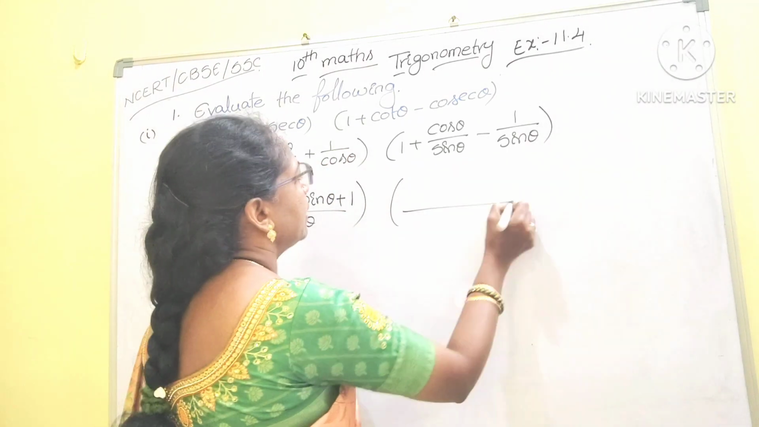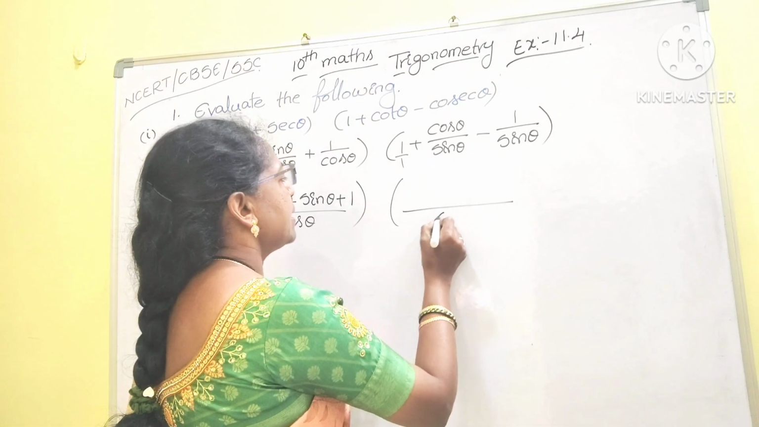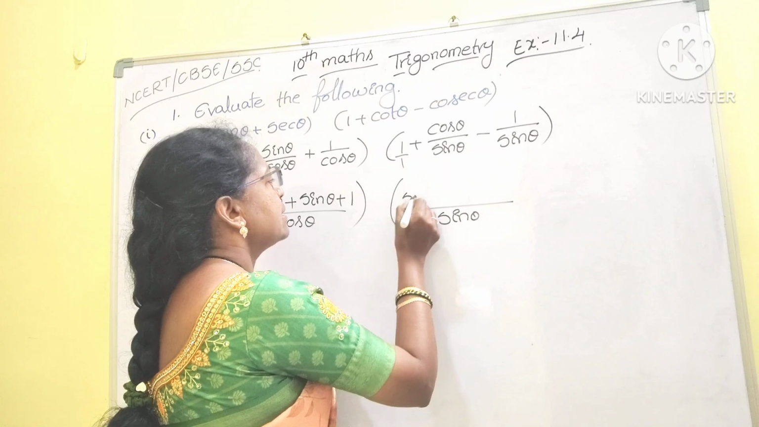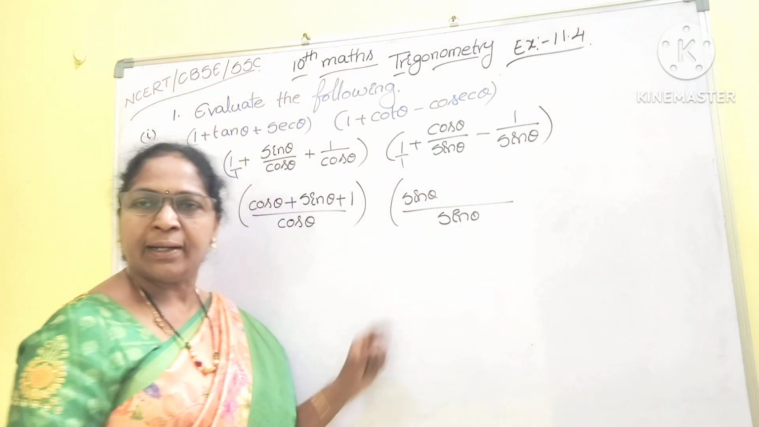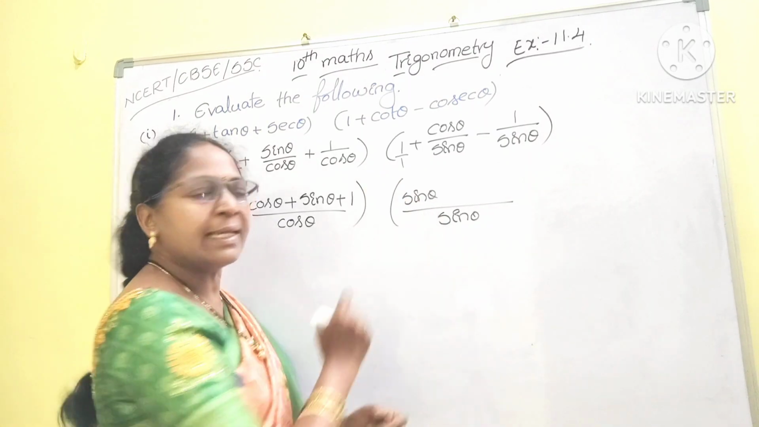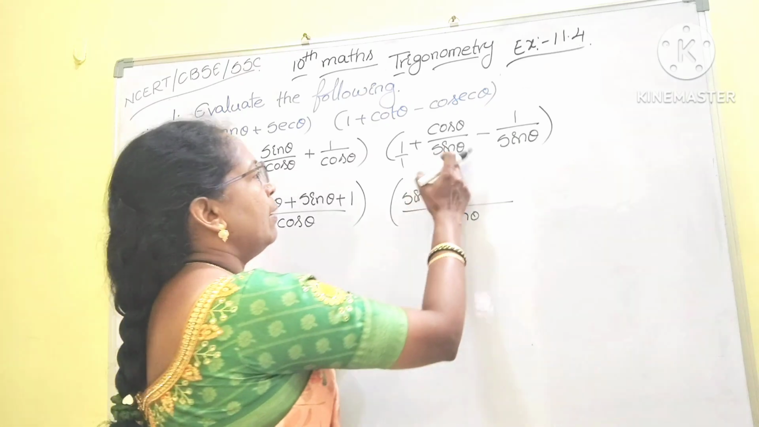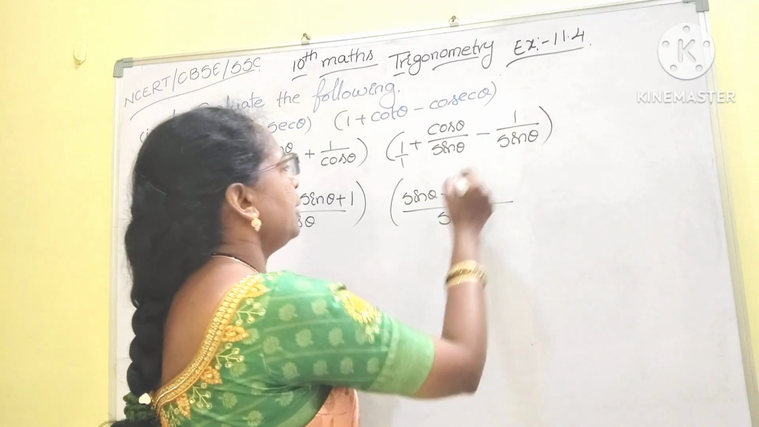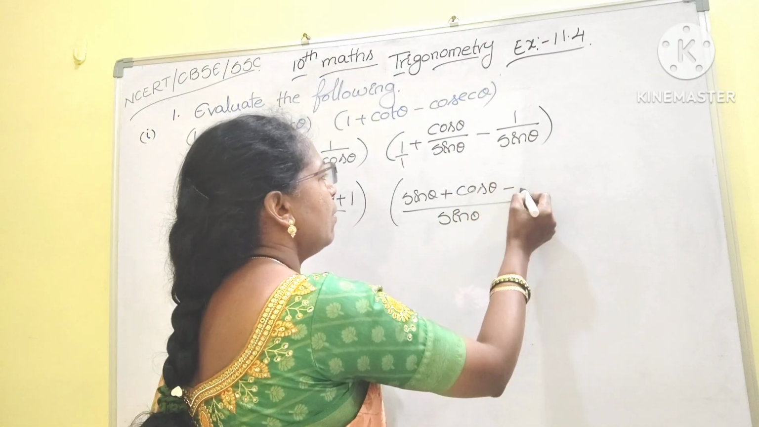Here also find the LCM. The denominator value is sin theta. Whenever 1 is there in the denominator, whatever the LCM value, you can directly write it, here sin theta. Because sin theta divides sin theta, times 1, equals sin theta, plus sin theta by sin theta is 1. So directly write the numerator values, that is cos theta, and here minus 1.